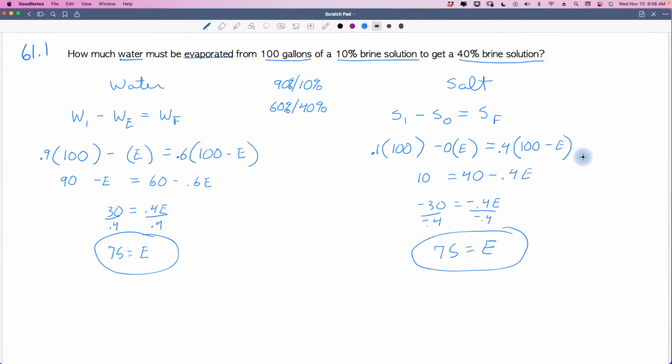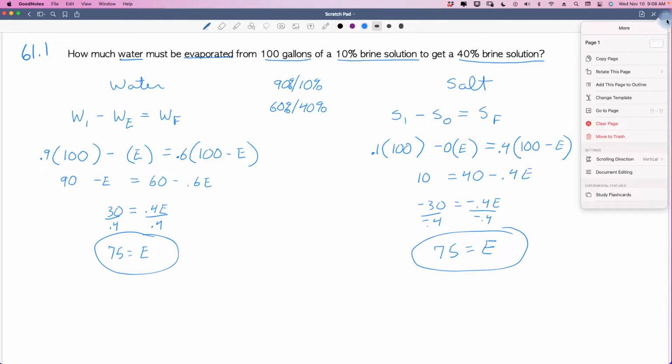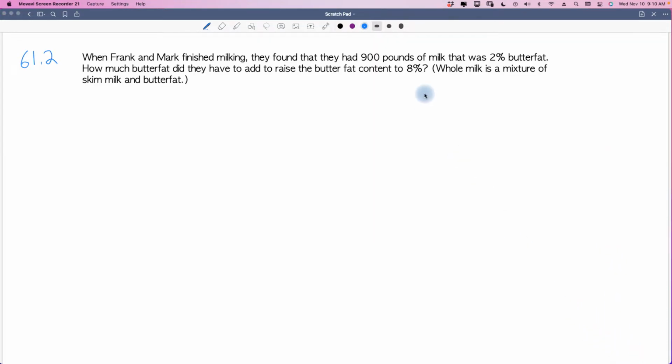All right, let's move on to 61.2. Let's clear the page. I'm going to go ahead and type your problem. All right, here's problem number 2. When Frank and Mark finished milking, they found they had 900 pounds of milk. That was 2% butterfat. How much butterfat did they have to add to raise the butterfat content to 8%?